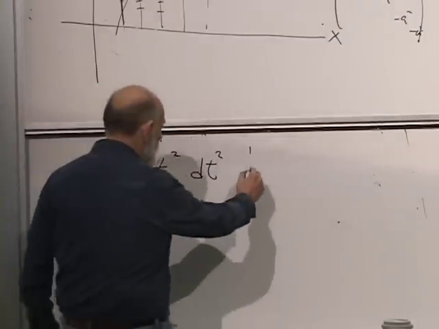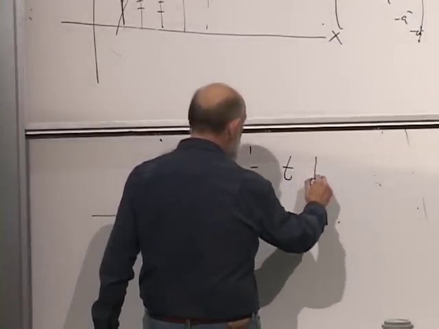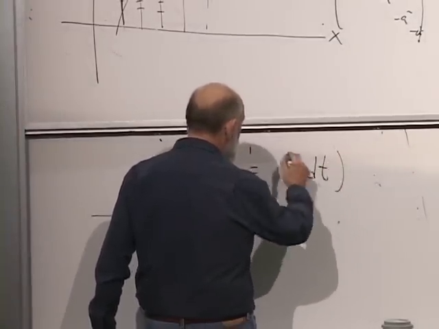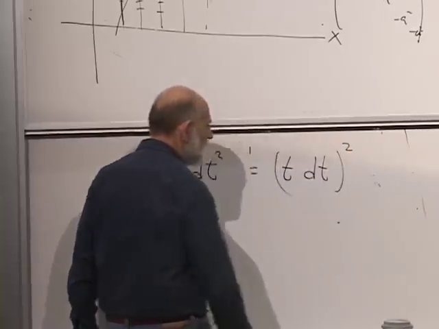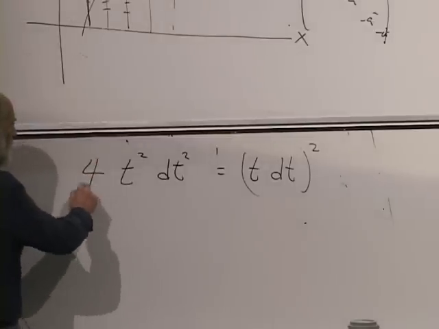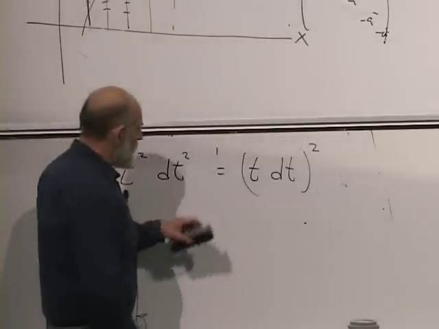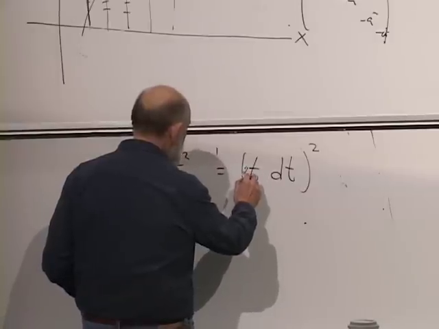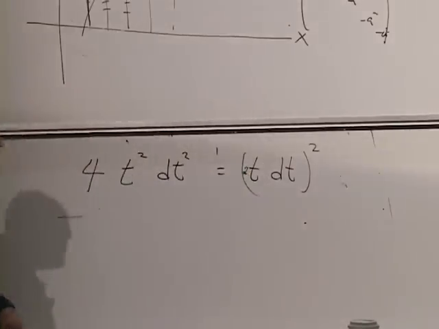This can be written another way. t dt squared, right? I'm going to put a 4 here just because you'll see why in a moment. That's twice t dt squared. What's twice t dt?